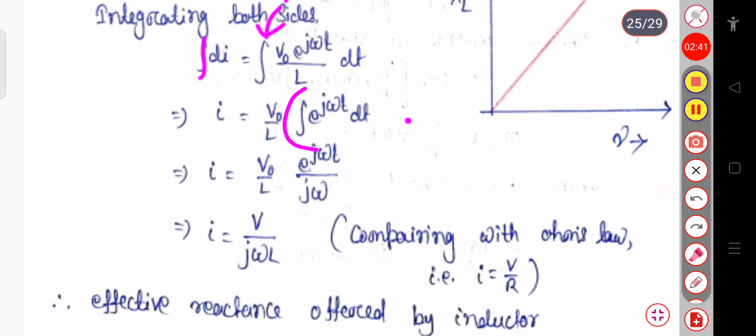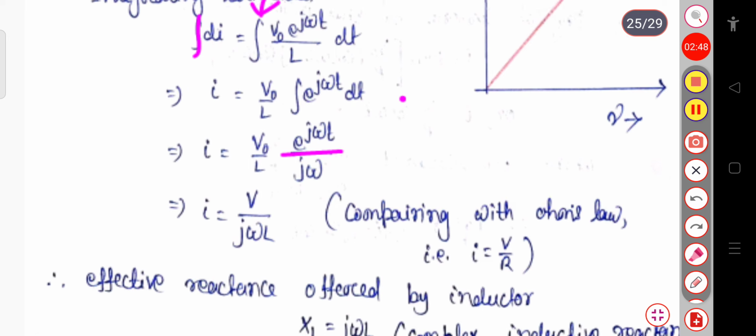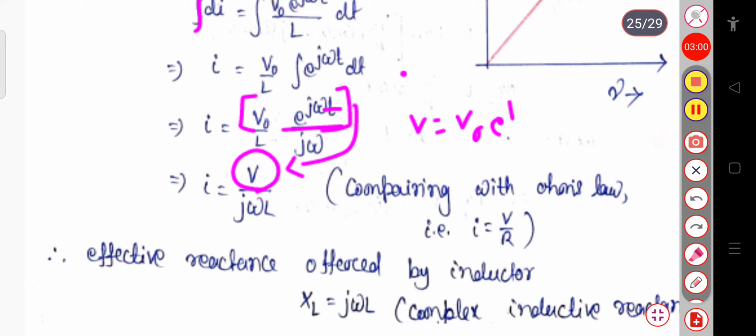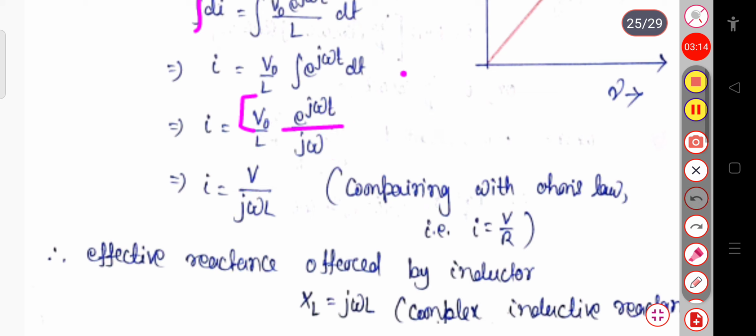And you know the integration over this exponential j omega t will be exponential j omega t divided by j omega. You can see here this V naught exponential j omega t is V. So in place of V naught exponential j omega t, we simply substitute the value V divided by this j omega into L. So now the final expression i will be equal to V divided by j omega L.